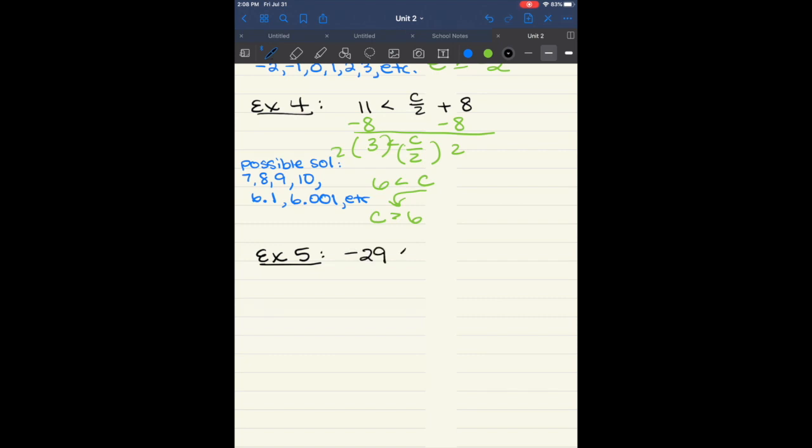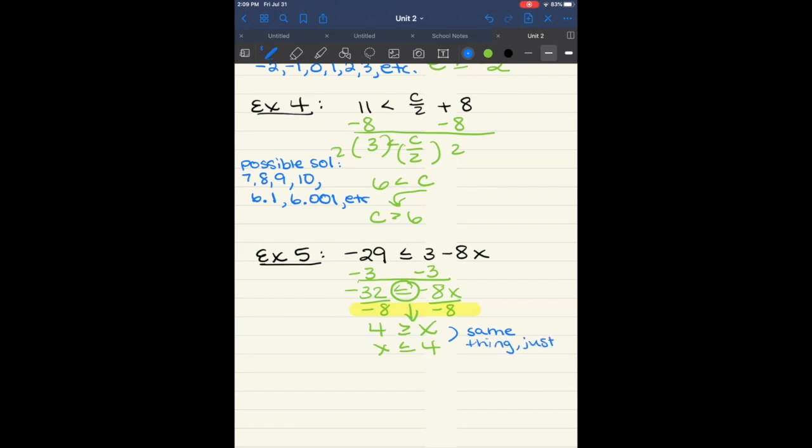We've got -29 is less than or equal to 3 minus 8x. That 3 is positive, so we subtract it from both sides. And then we're going to end up dividing by -8, which means we flip the sign again. And we're going to have 4 is greater than or equal to x. I like to make sure you flip the inequality when you flip the whole equation. I just like to read it as x is less than or equal to 4 so that I know all the possible solutions are 4 and below.